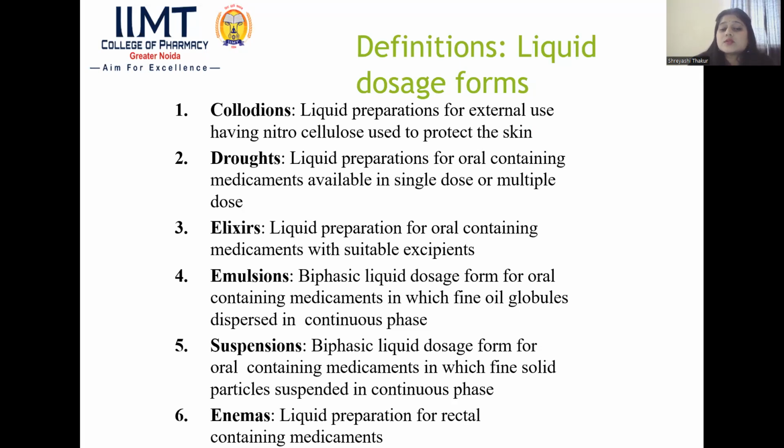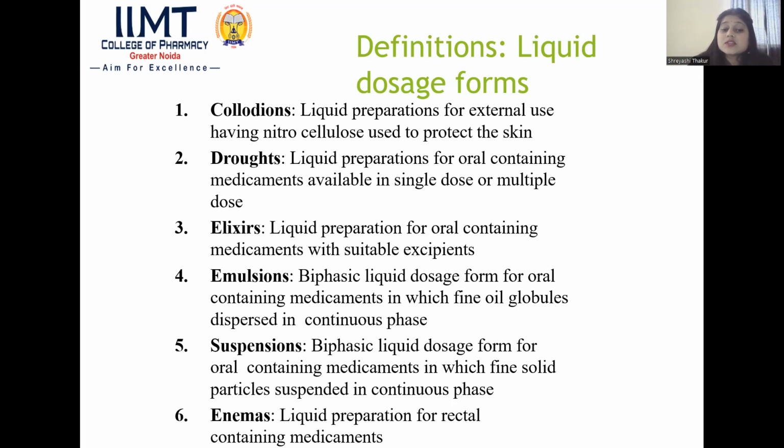Emulsion is a biphasic dosage form. A biphasic dosage form means a dosage form which contains more than one phase. The emulsion is a biphasic dosage form for oral use containing medicaments in which fine globules are dispersed in a continuous phase. The next one is suspension. Suspension is also a biphasic liquid dosage form containing oral medicaments in which fine solid particles are suspended in the continuous phase. Then the next one is enemas.